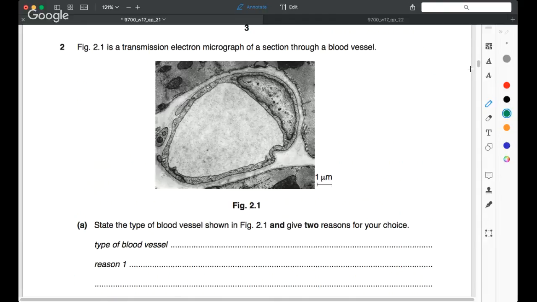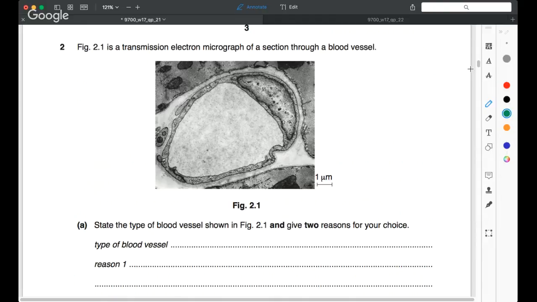Okay, so I don't think it's an artery. I think it's a vein because it has a large lumen. How large is the lumen? Oh wait, it's a capillary. Good. Yeah, I didn't see the scale. The scale. Yeah. Fair enough.